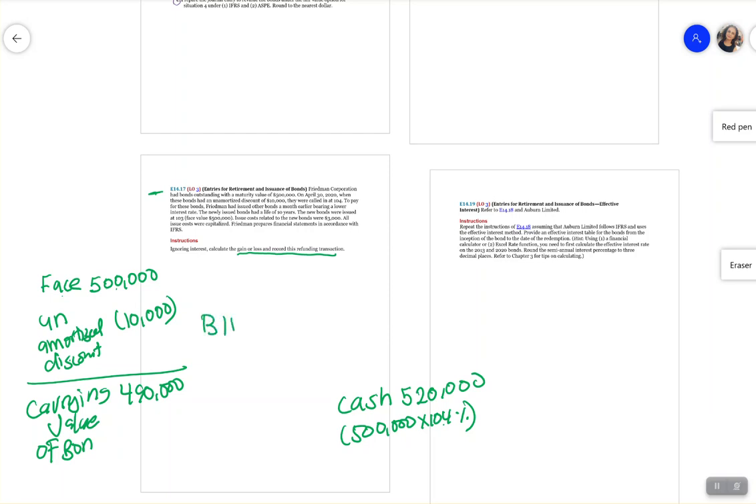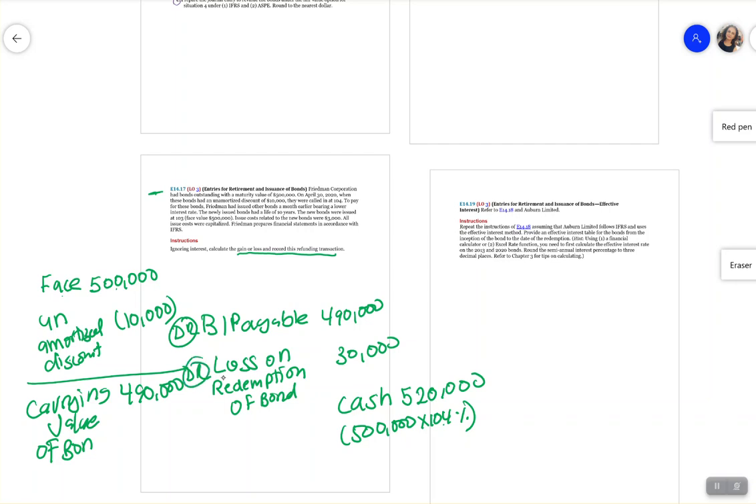Since you're retiring the bond, you have to get rid of that bond from your books. You're going to debit your bond payable, 490,000. The carrying value of your bond was less than what we paid, so in this case, we have a loss. How much is my loss? It's called loss on redemption of a bond, which is the difference, 30,000. So this is my debit. Loss is always debit and gain is always credit.